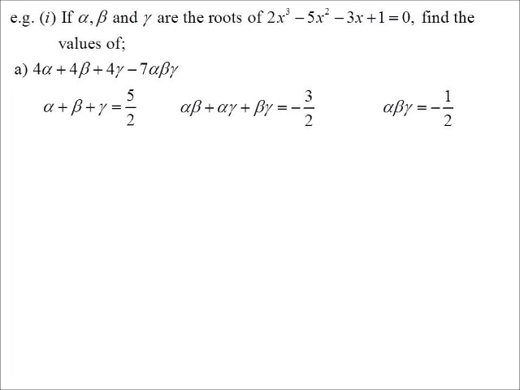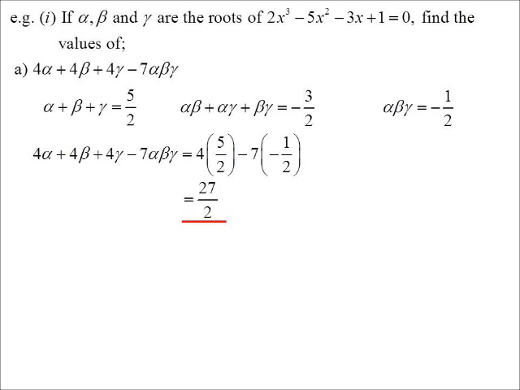It'll be minus a half. So if I sub in, well, it's just simple substitution. 4 times 5 on 2 minus 7 times minus half, 27 on 2. There it is. The reciprocals, another common question they like to ask. Well, we just treat it like an algebraic fraction.